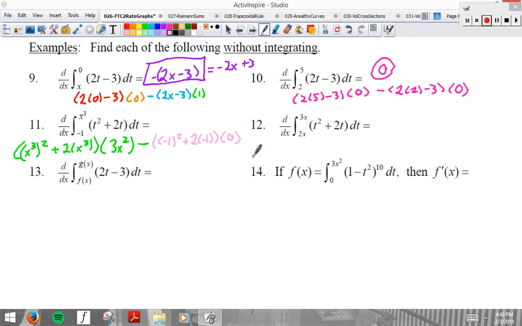Again, a pattern you should be taking note of is that when we have a bound that is just a constant and I'm taking a derivative, it's all going to be 0 because the derivative of that constant will be 0. So what we're really getting here as a final answer, I would simplify x to the third squared, that's x to the sixth, plus 2x cubed times 3x squared.